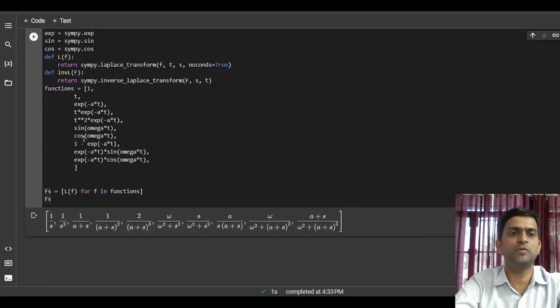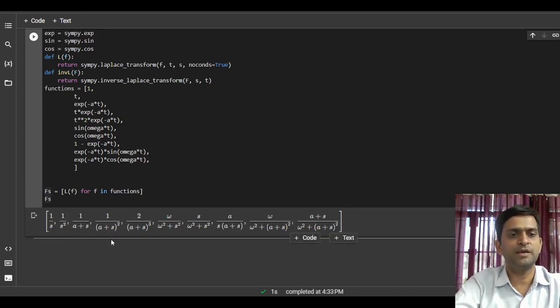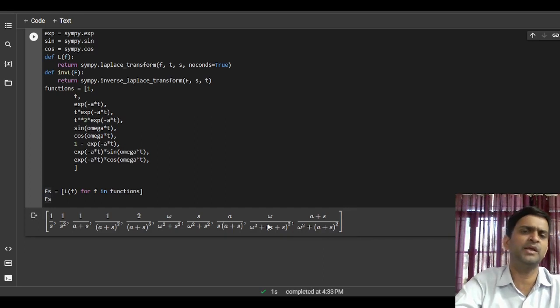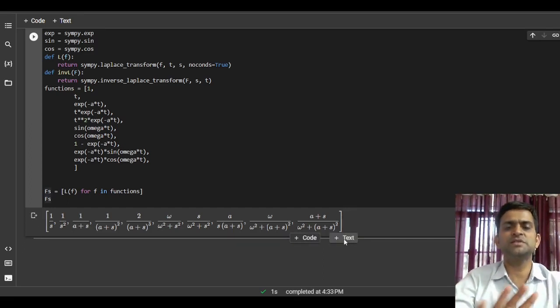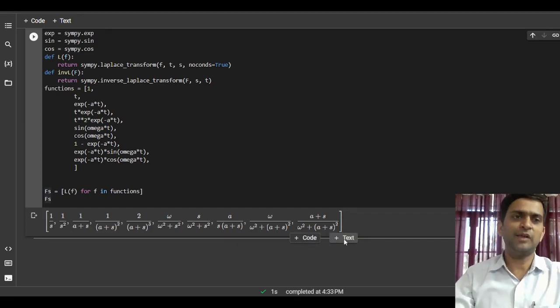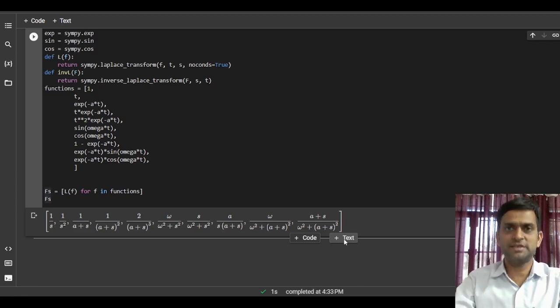So Laplace transform of 1 is 1 upon s, Laplace transform of t is 1 upon s square, Laplace transform of e to the power minus at is 1 upon a plus s, Laplace transform of t square e to the power minus at is 2 upon (a plus s) cube, like that. For all the functions, Laplace transforms are calculated with the help of the standard Laplace transform equation. Okay, thank you.